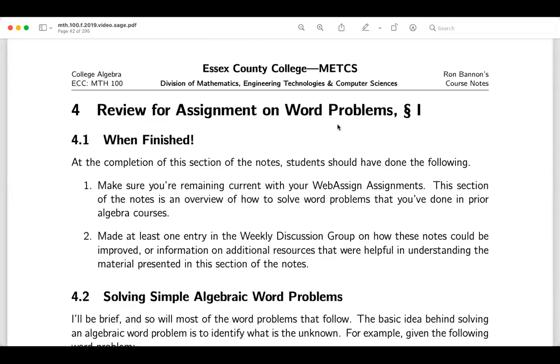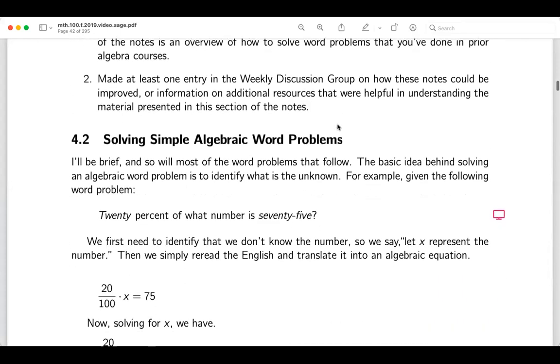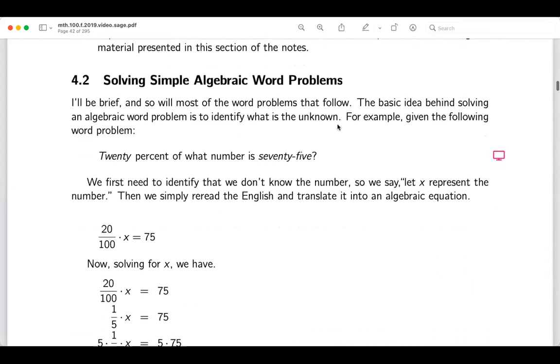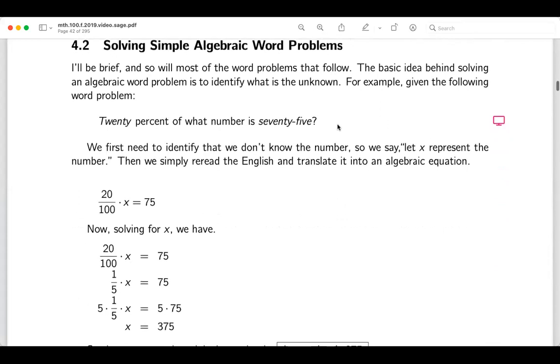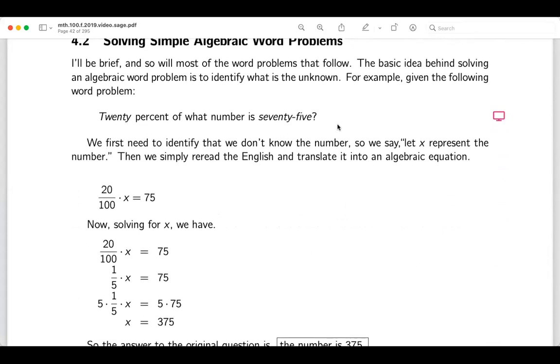Okay, we're in section 4 of the notes. Hopefully at this point you've paid attention to what we presented to you, basically solving very simple algebraic word problems. The key here is your ability to read, understand what you've read, and then interpret it as an equation, right? Typically the big problem there is identifying what the unknown is, and then rereading the problem and trying to answer the question, of course.